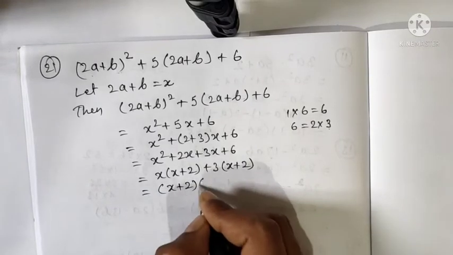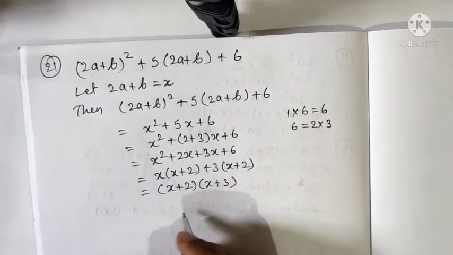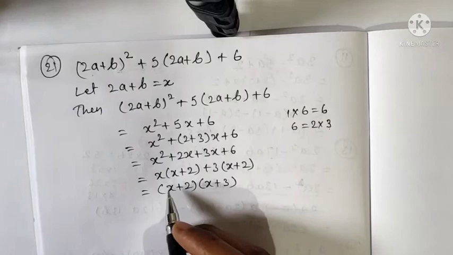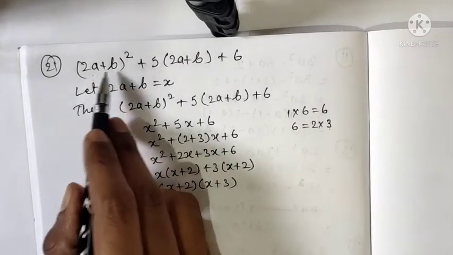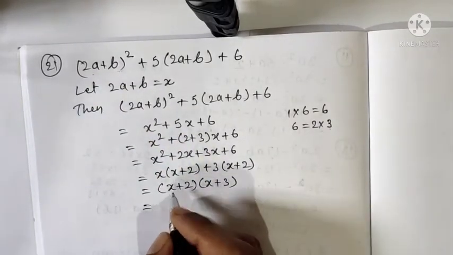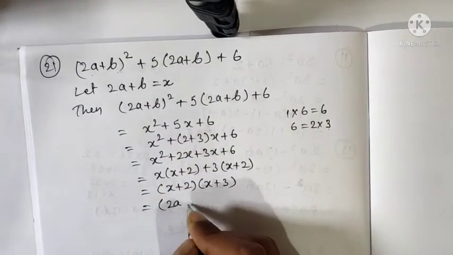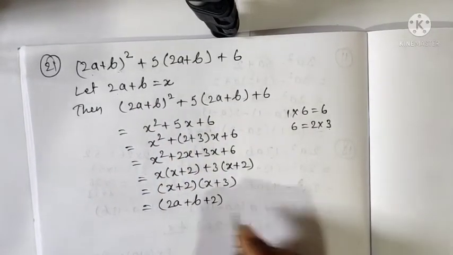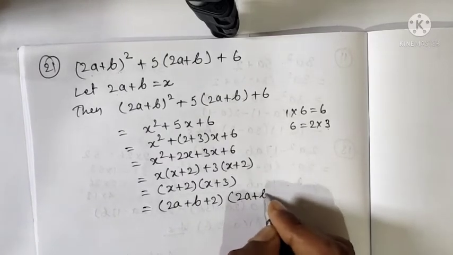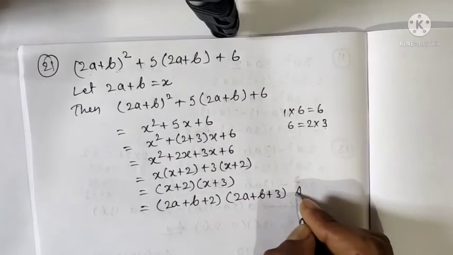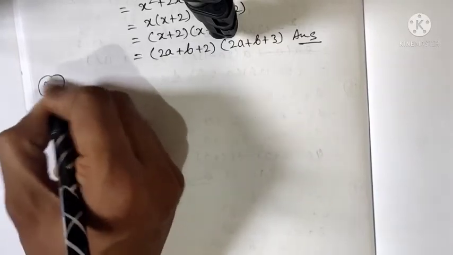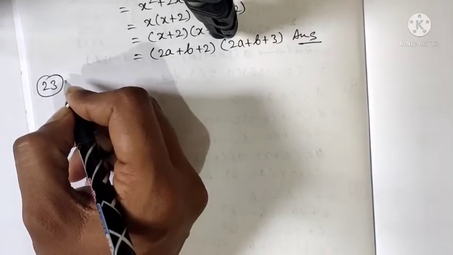Now the answer is x plus 2 into x plus 3. Since in the question there is no x, we have to replace x with 2a plus b. That is why the answer is 2a plus b plus 2 into 2a plus b plus 3. Simple. Number 23.